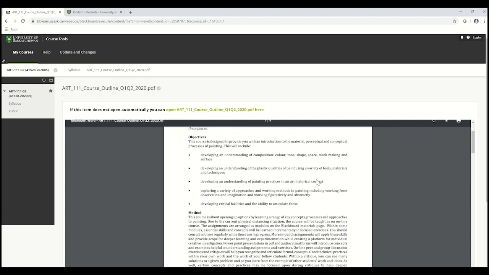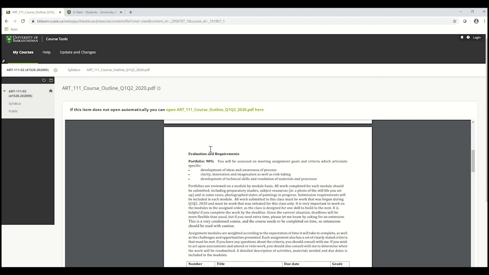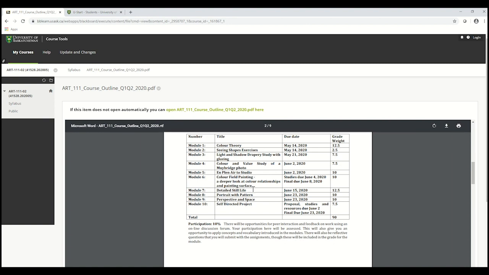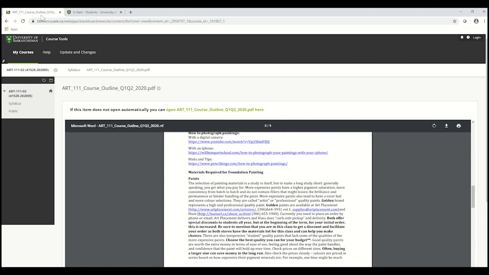Here you'll see the objectives of the class. You'll see how the class is going to be evaluated, 90% on the portfolio. You'll see all of the different modules, etc.